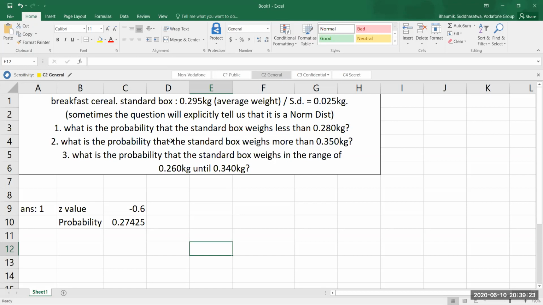For that, we already know the formula for Z. We have a formula for Z, which is x minus mu divided by sigma. And that's exactly what we have done over here. We have taken x, which is 0.28, my random variable in this case. Then I'm subtracting the mean from that random variable, and then I'm dividing it by the standard deviation. Now it is obvious that this answer is going to be negative.